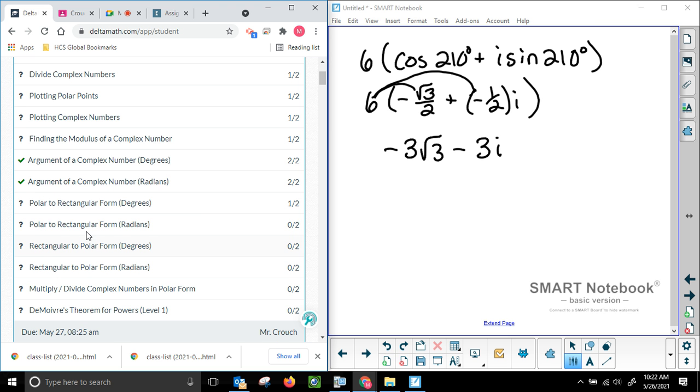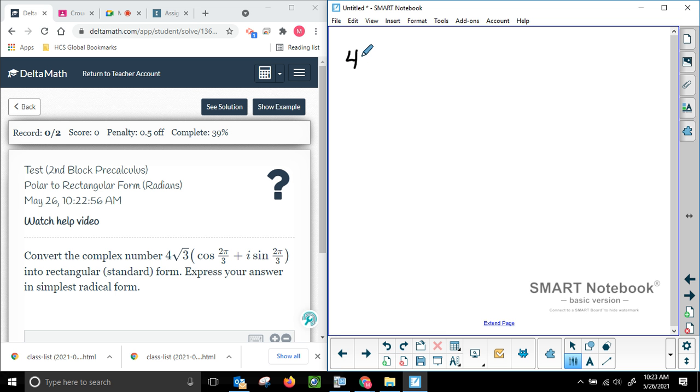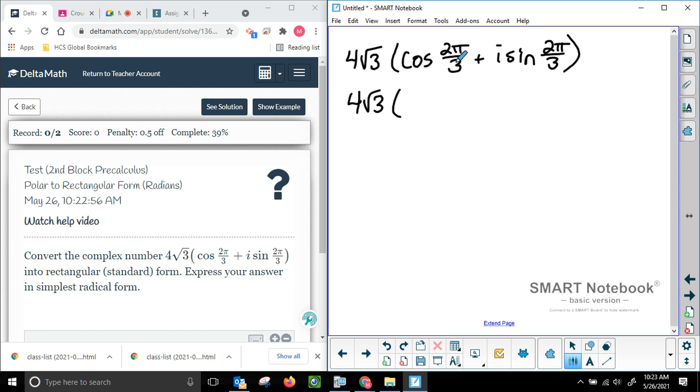So now we will do the same thing, but when we are given polar form in radians. Now we have 4 times the square root of 3 times the cosine of 2 pi over 3 plus i times the sine of 2 pi over 3. So we still have our 4 square roots of 3. Cosine of 2 pi over 3 is negative 1/2. Sine of 2 pi over 3 is positive square root of 3 over 2. Of course, we still have our i there.